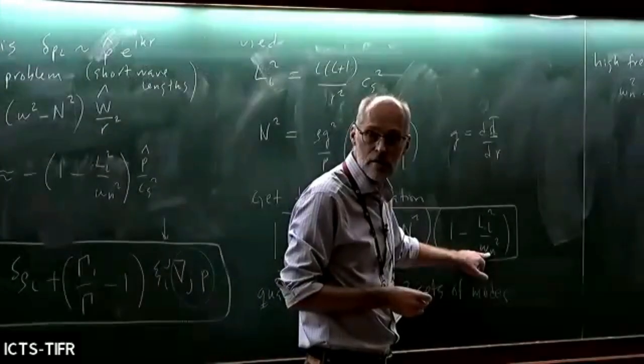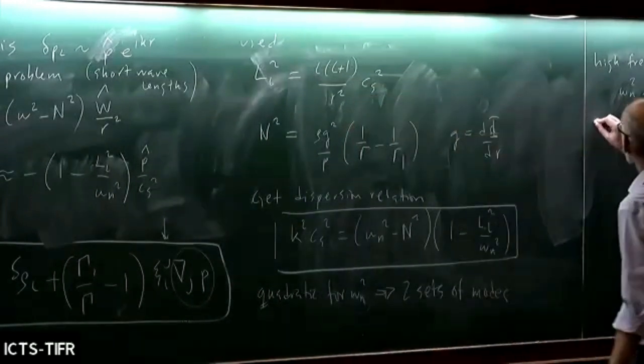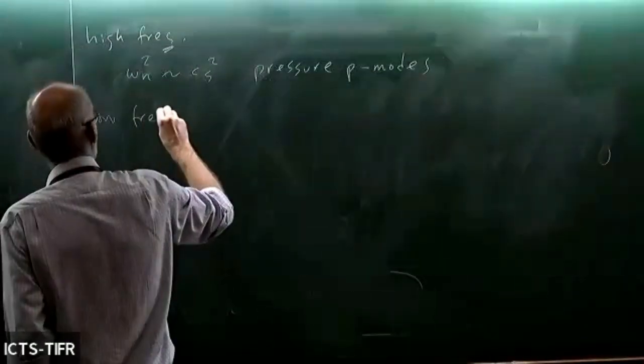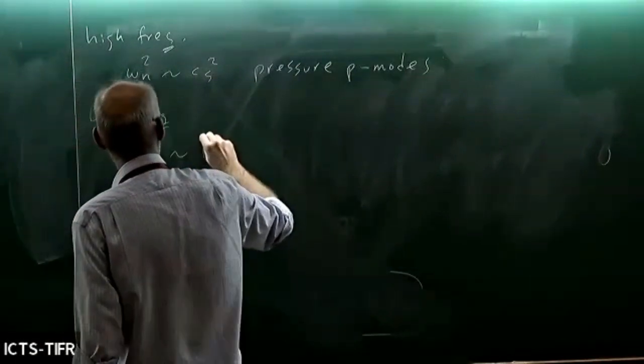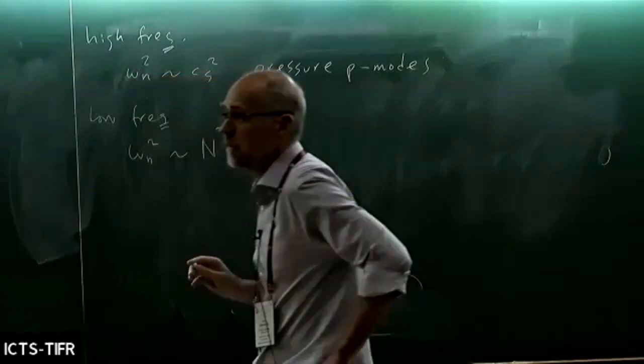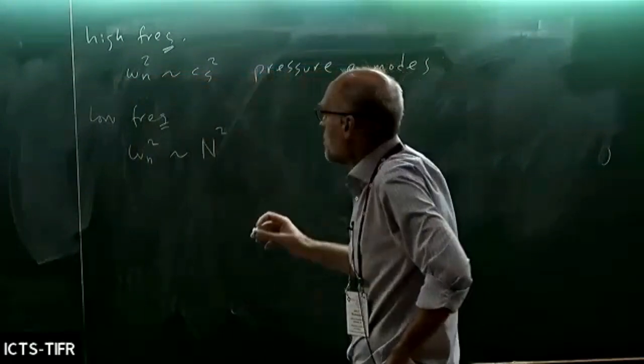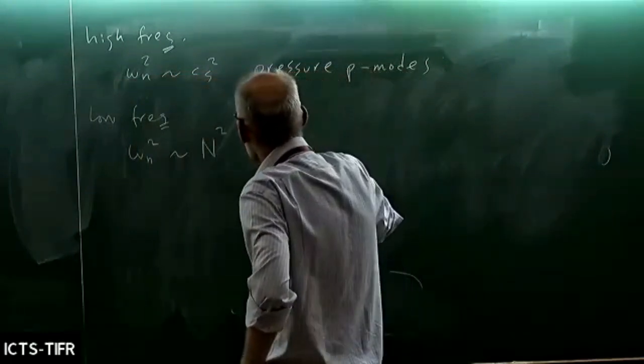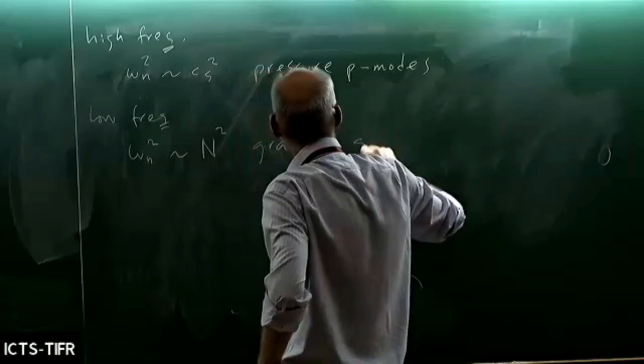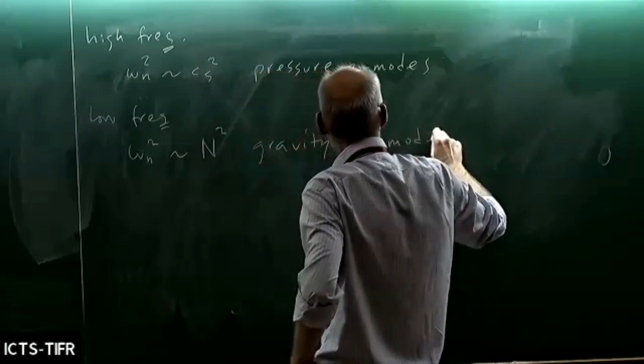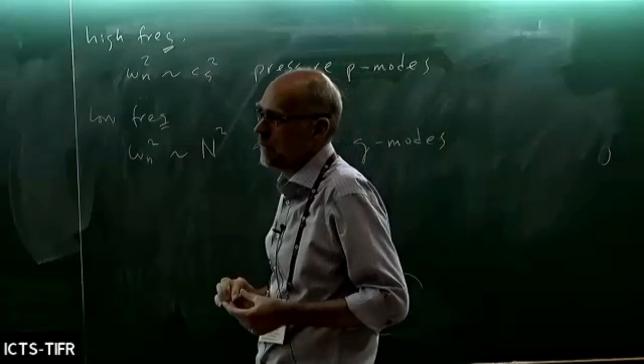In the other limit, this is negative, so this has to be smaller than this, right? And that gives us low frequency solutions where this omega squared goes a bit like that N squared, with some factors thrown in, it doesn't really matter. These are called gravity or G modes. Okay.